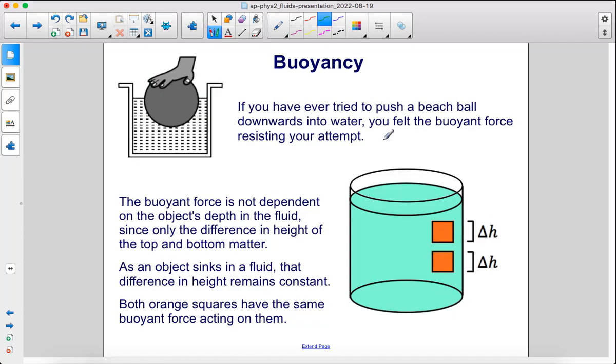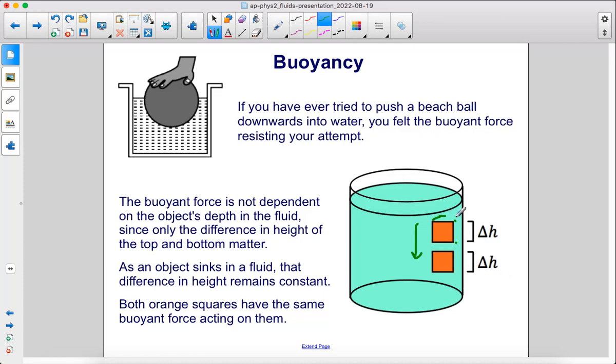If you've ever tried to push a beach ball downwards into water, you felt the buoyant force resisting your attempt. The buoyant force is not dependent on the object's depth in the fluid, since only the difference in height of the top and bottom matter. As an object sinks in a fluid, that difference in height between the top and bottom of the object remains constant. Both orange squares have the same buoyant force acting on them.